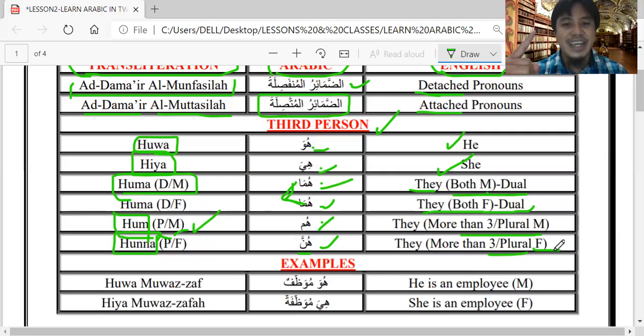Huwa means he, hiya means she, huma can be used for both two males and two females, whom is plural for males, but the female can also join in the group of males. And hunna is plural exclusively for females. That is the third person.